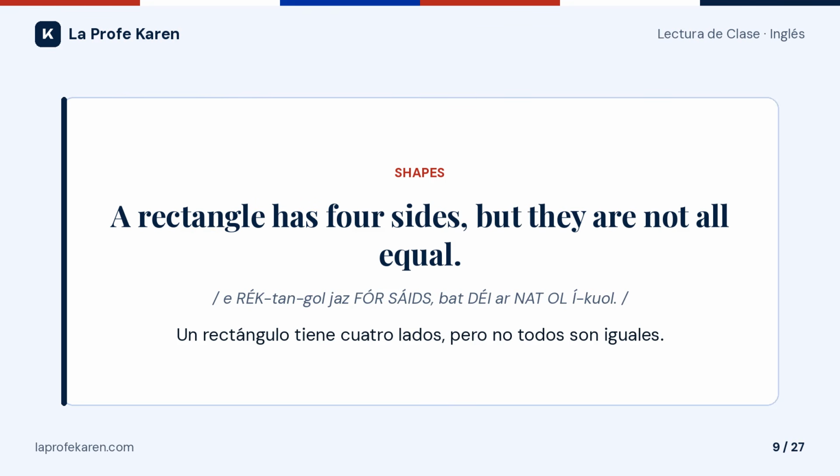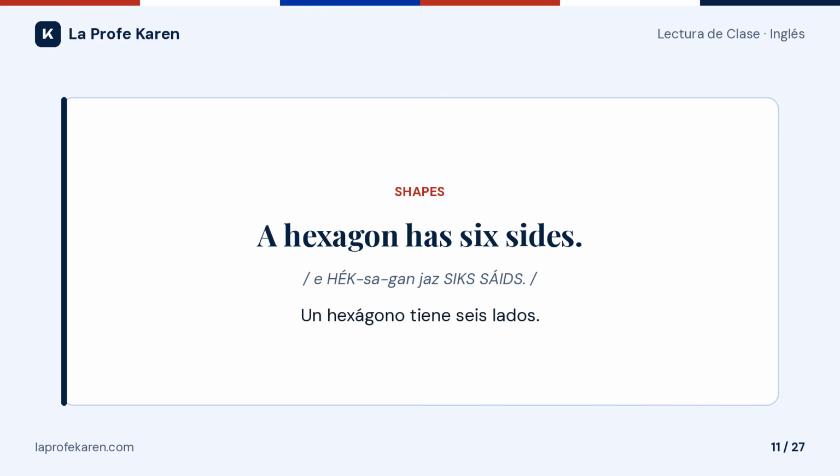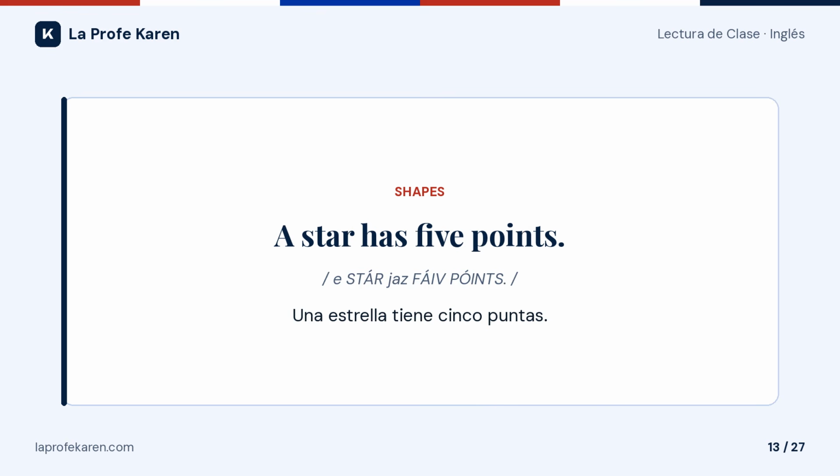A rectangle has 4 sides, but they are not all equal. A pentagon has 5 sides. A hexagon has 6 sides. An oval looks like a circle, but it is longer. The star has 5 points.